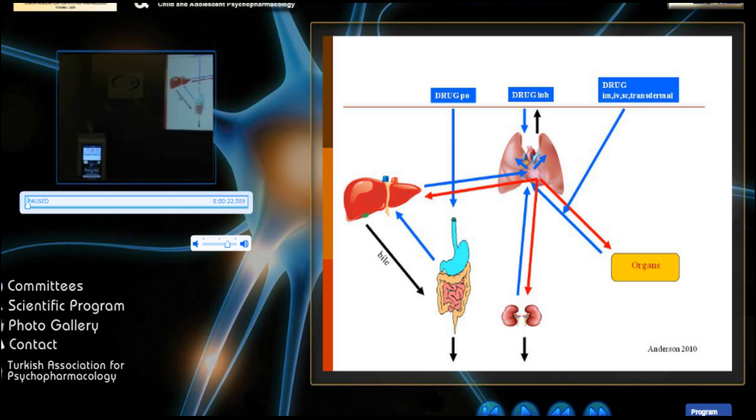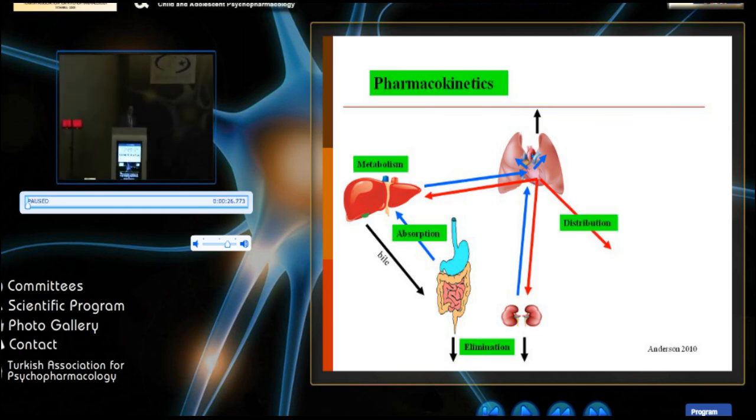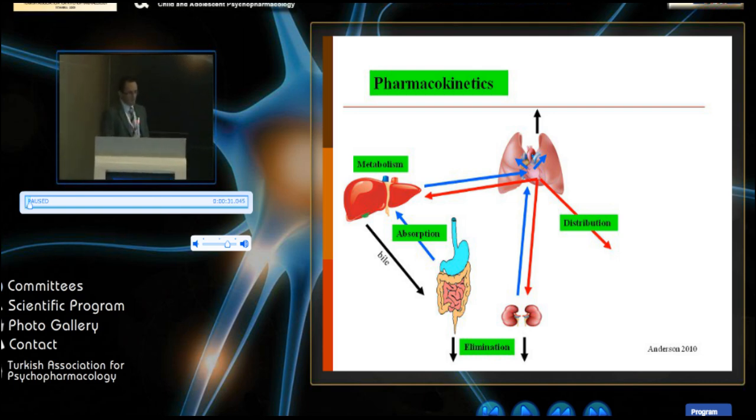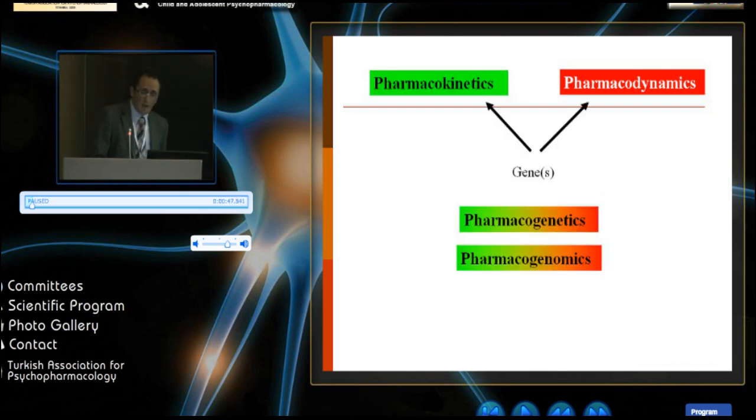Of course, basically, once the drugs go into the body, they go through different processes. Among those, we have absorption, metabolic effect, distribution within the body, and elimination. When this is the case, we call the process pharmacokinetics. And when the drug has an effect on the body, pharmacodynamics becomes the name of the process.